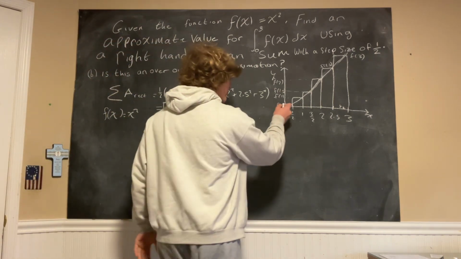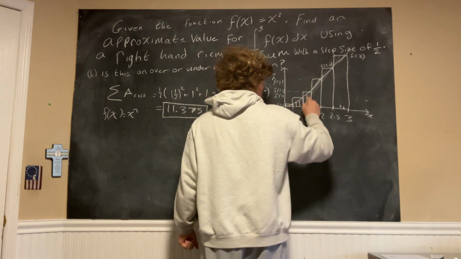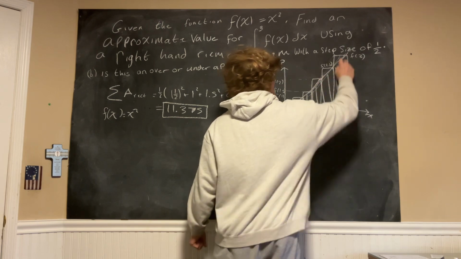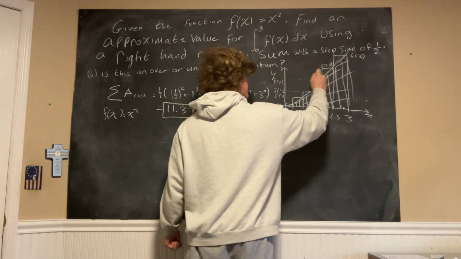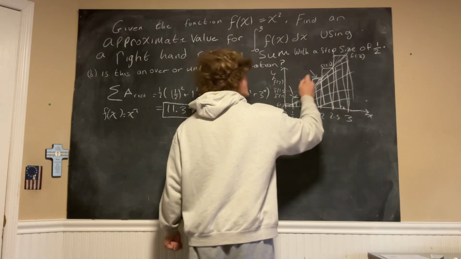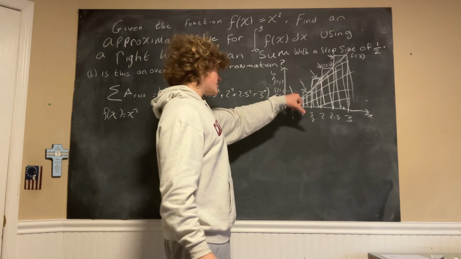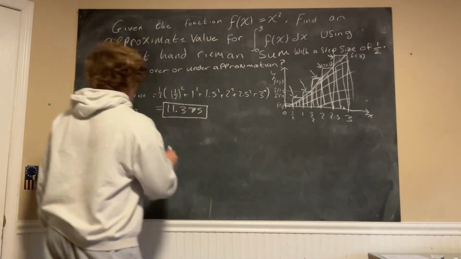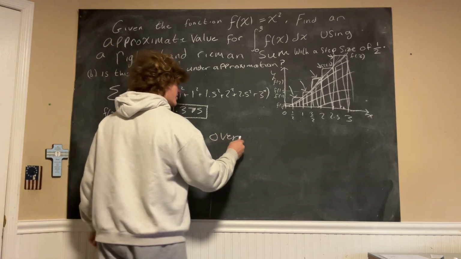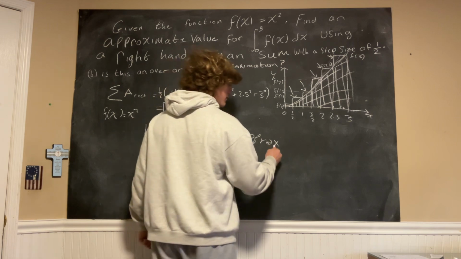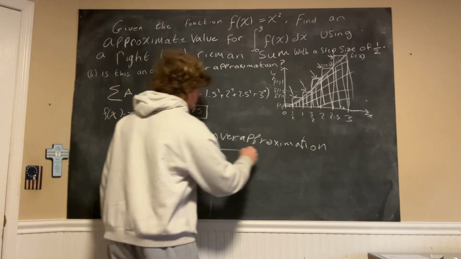Since when you look at our graph, you can see that it is concave up, you could see that this area is the area that actually represents this integral. This area right here under the curve. So, look at these triangles. Each one of these triangles is adding to the area. However, it is not actually in the area itself. So, these are extra areas, so that would mean that 11.375 is an over approximation. So this is our answer for part B.